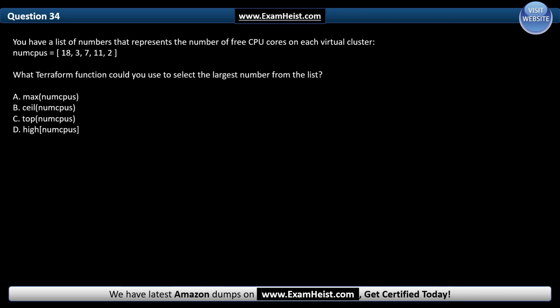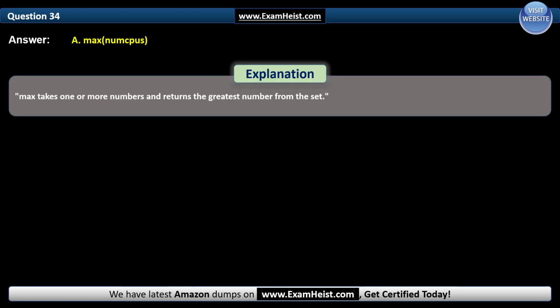Question 34. You have a list of numbers that represents the number of free CPU cores on each virtual cluster. What Terraform function could you use to select the largest number from the list? The correct option is A, max(num_cpus). Max takes one or more numbers and returns the greatest number from the set.